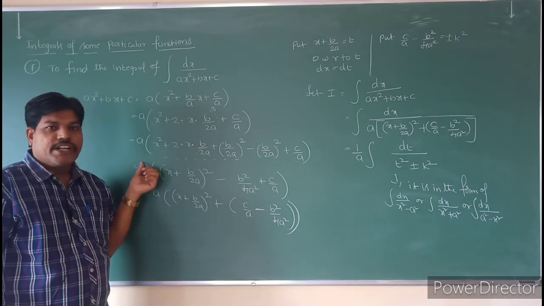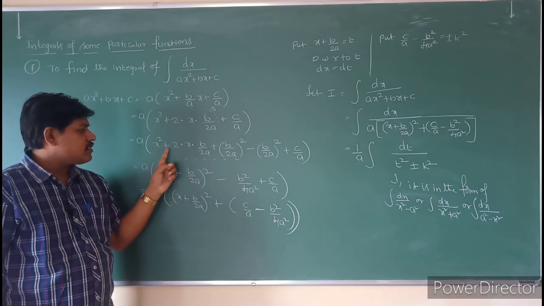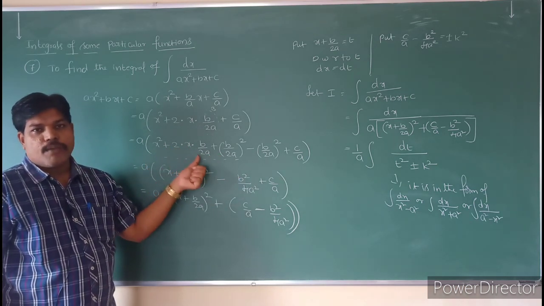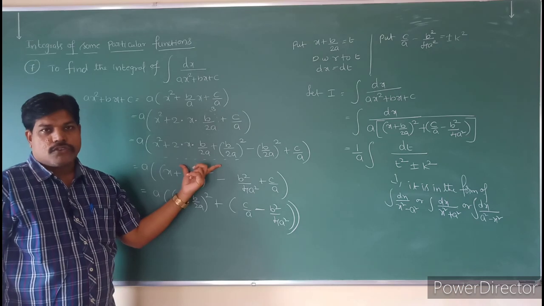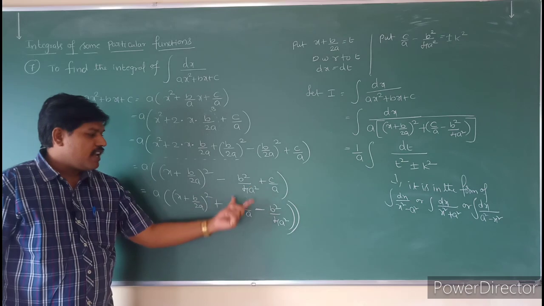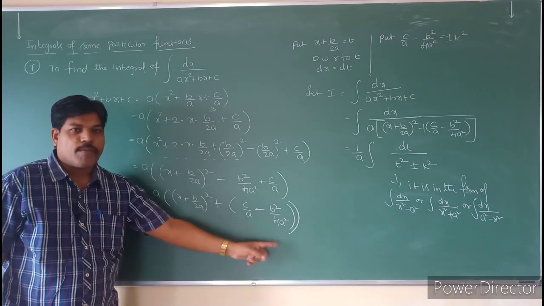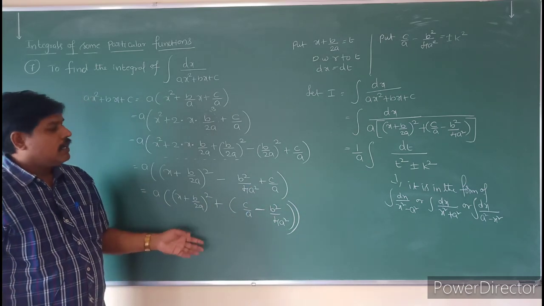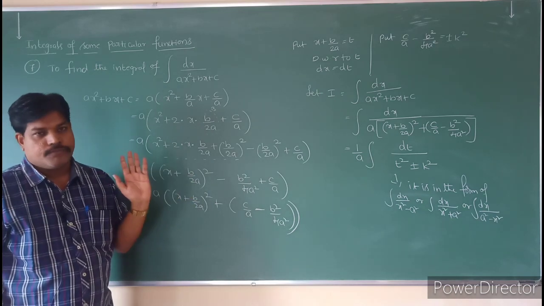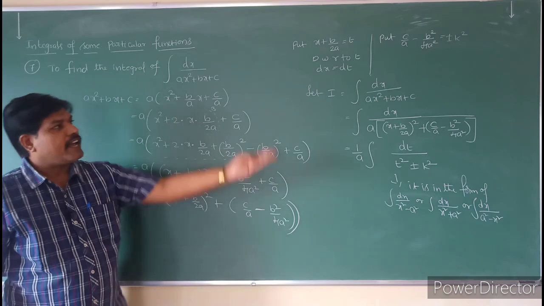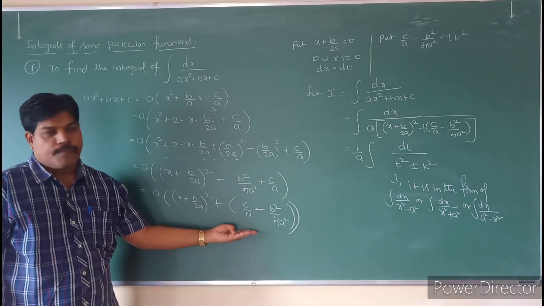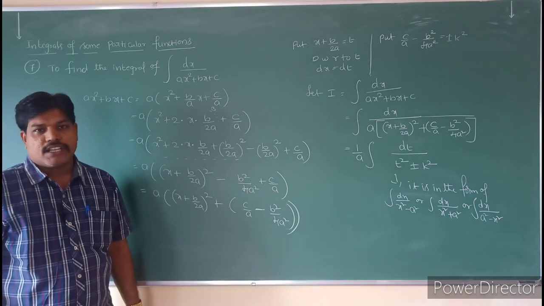So observe the first 3 terms. What is this? This is a square plus 2ab plus b square. The a square plus 2ab plus b square form is here. So that is nothing but x plus b by 2a whole square. And this value is nothing but c by a minus b square by 4a square. Take x plus b by 2a equal to t. And this value you can take as plus or minus k square. Why? Because you don't know whether it is plus or minus. That's why I take it as plus or minus k square.